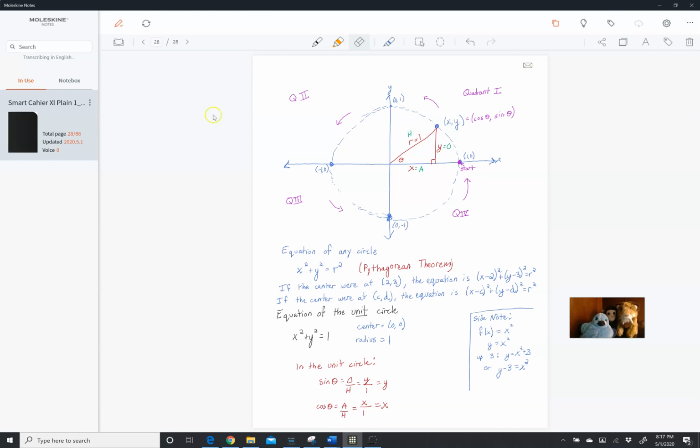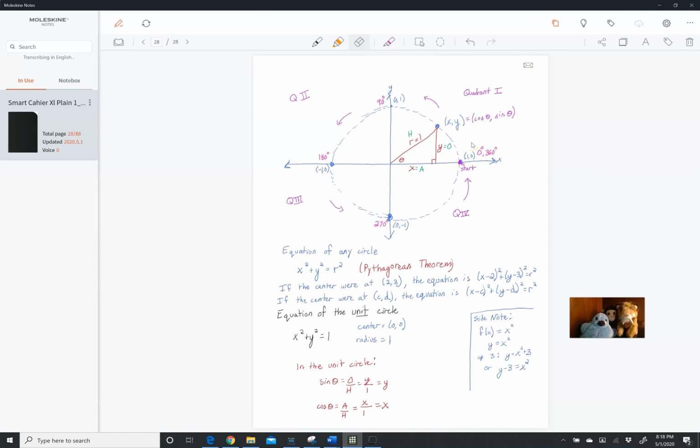Now we can also label this in terms of degrees. When we start, how many degrees have we traveled? We've traveled 0 degrees. Now we keep walking around the circle. When we get to here, we've traveled 90 degrees. When we keep walking around to here, we've traveled 180 degrees. Now we keep going. When we get to here, this is another 90 degrees, so it's 270 degrees. And we keep going all the way around, and once we go all the way around, we're at 360 degrees.